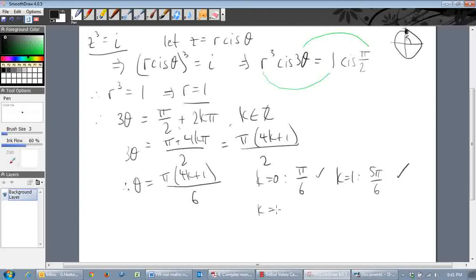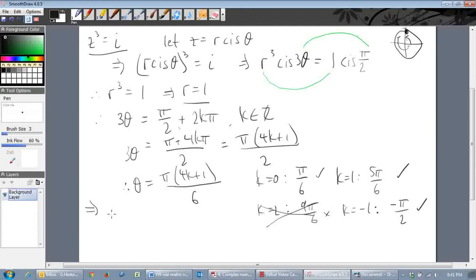Let's try k is equal to 2. We get 8 plus 1, so that'll be 9 pi over 6. No, that is too big. It's gone past pi, so that is not a solution. Let's go backwards. Let's try k is equal to negative 1. Negative 4 plus 1, negative 3 pi over 6, or negative pi over 2. Again, that is in our range. If we want k is equal to negative 2, that would go too far back past negative pi. So there are 3 solutions.